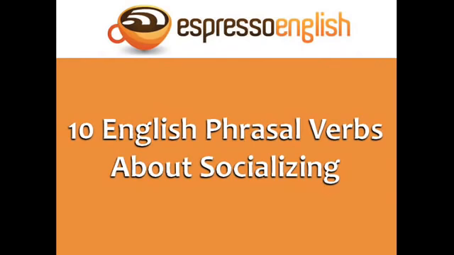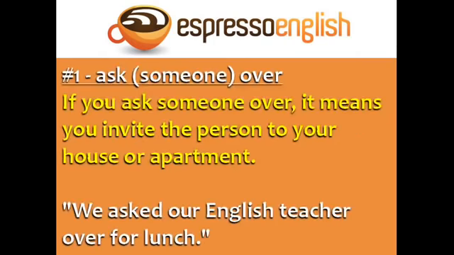Ten English phrasal verbs about socializing from ESPRESSOEnglish.net. Number 1. Ask someone over. If you ask someone over, it means you invite the person to your house or apartment. For example, we asked our English teacher over for lunch.